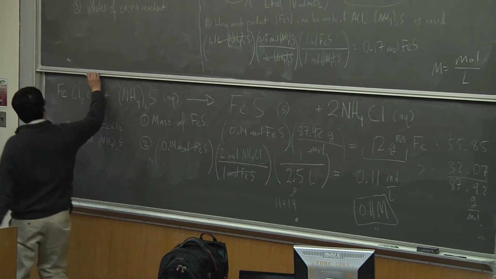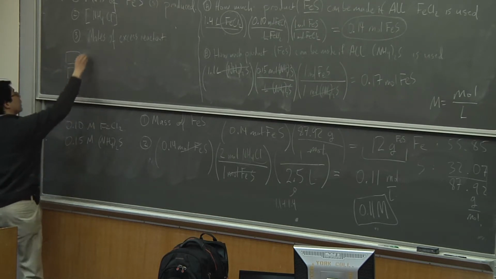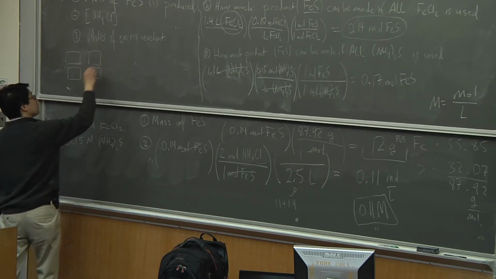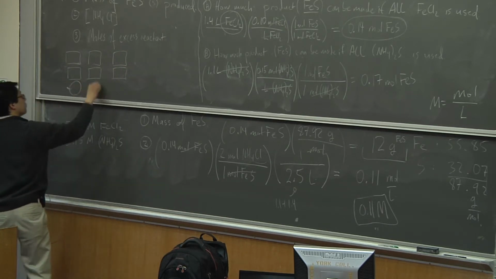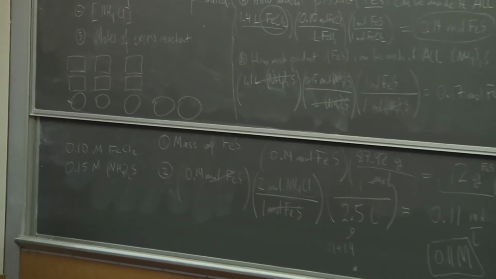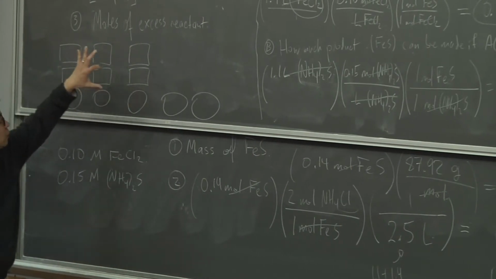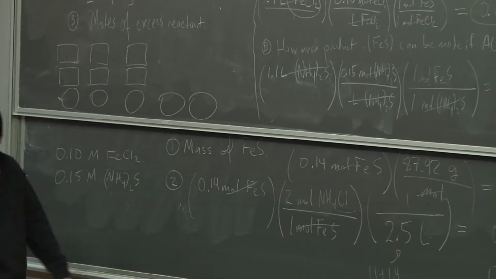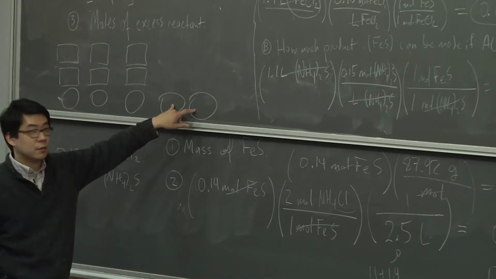So remember, here's your bread, right? Here's your ham. 2 breads and 1 ham make a sandwich. Which one is limiting? Bread. Bread runs out first. How much is left? 2.